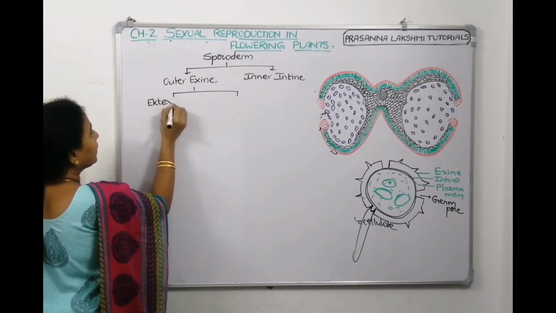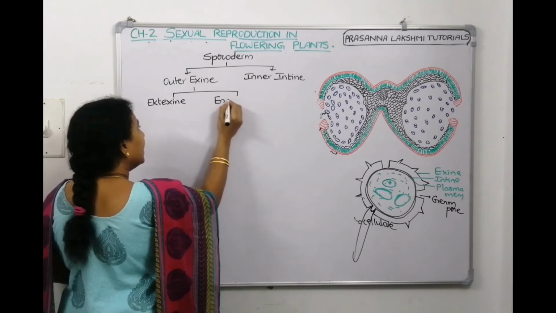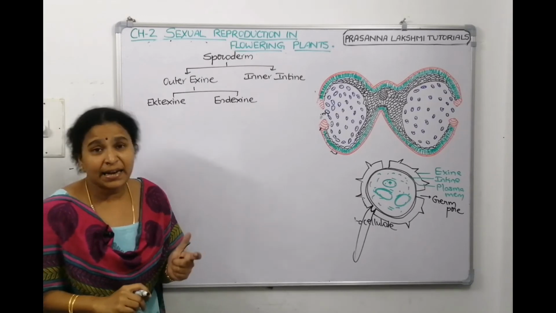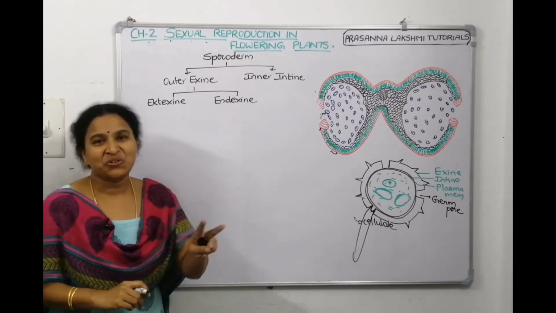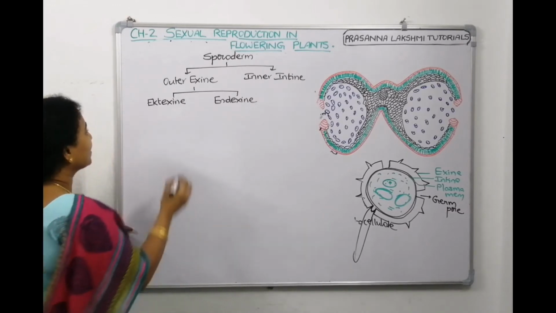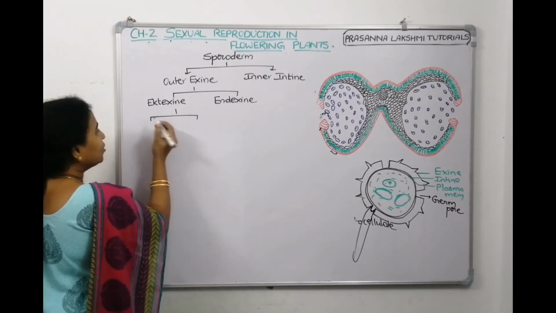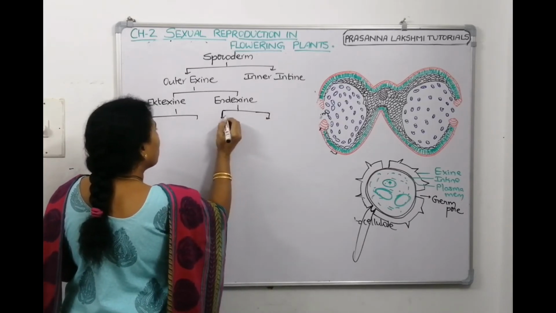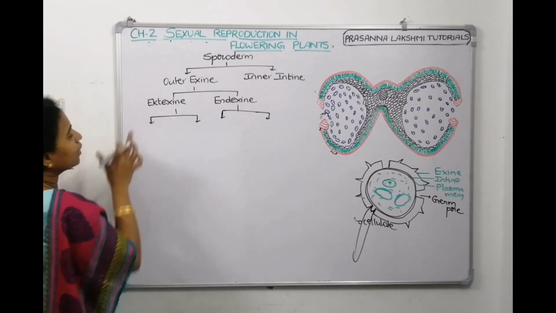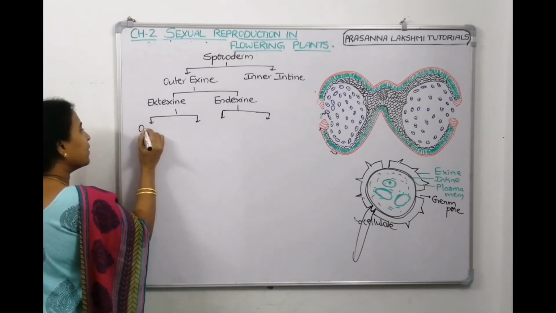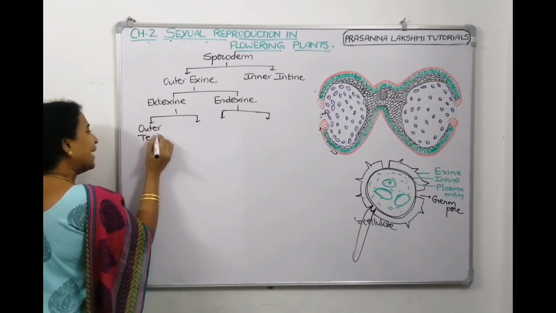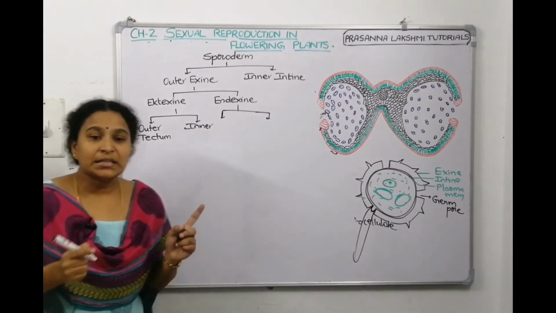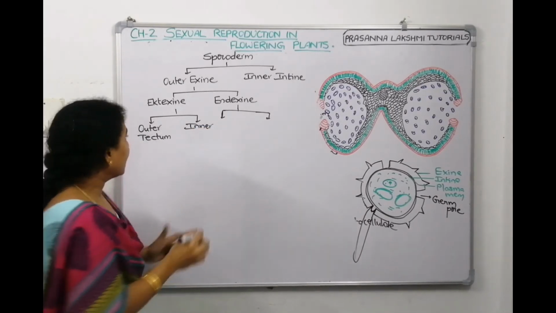So we divide the exine into two more layers called ectexine and endexine. Again, ectexine is divided into two layers, endexine is also divided into two more layers. Now, what is the outer layer of ectexine? So the ectexine is divided into outer tectum and inner endexine.